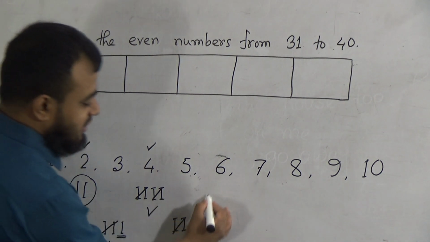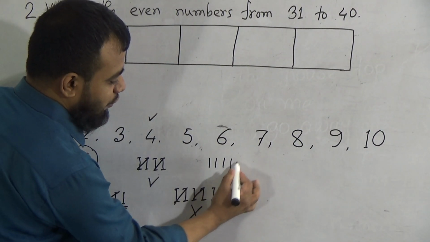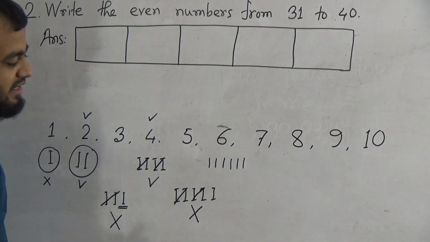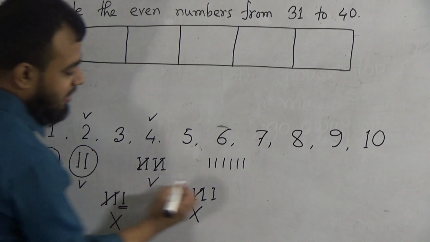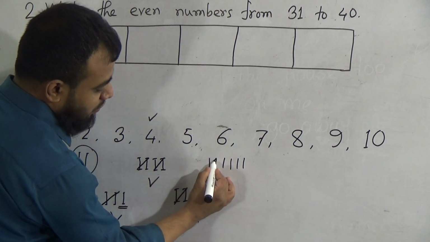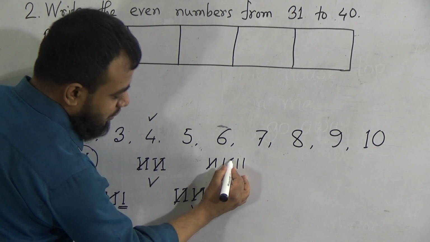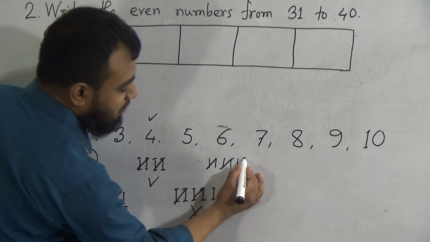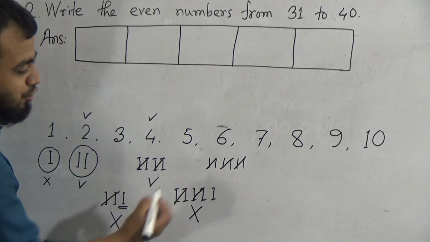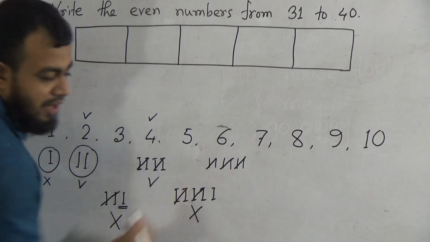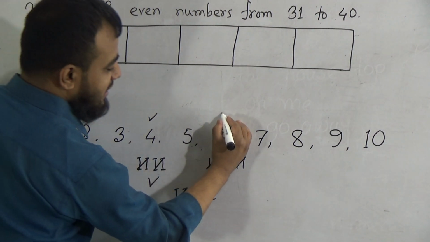Now we'll test 6. 1, 2, 3, 4, 5, 6. Now these 6 sticks, can 6 make a pair? Look, these 2 sticks can make a pair, these 2 sticks can make another pair, and these 2 remaining sticks also can make a pair. So 6 can make pairs. That is why 6 is an even number.